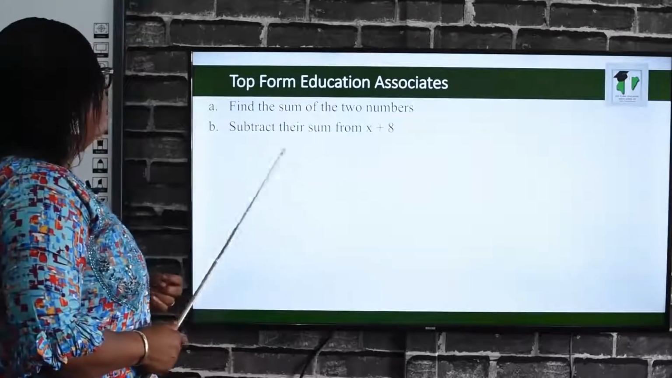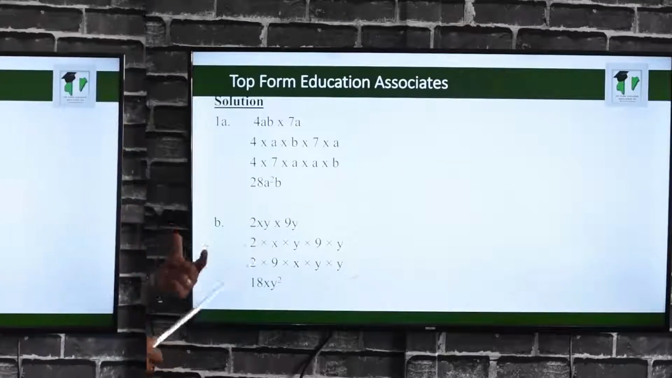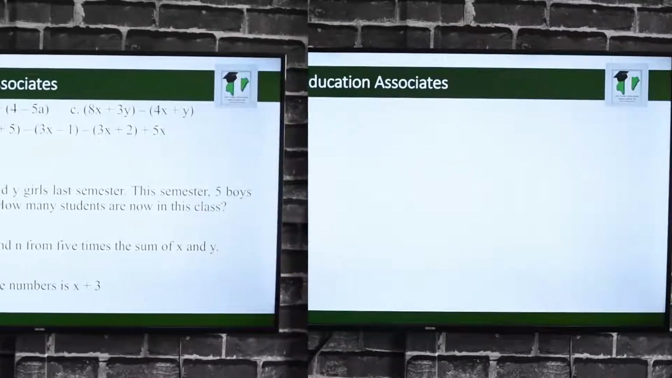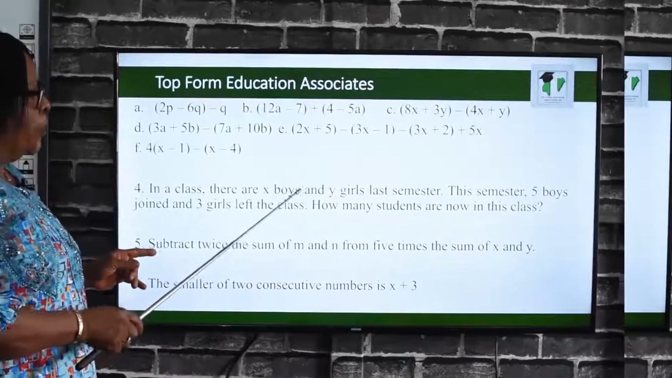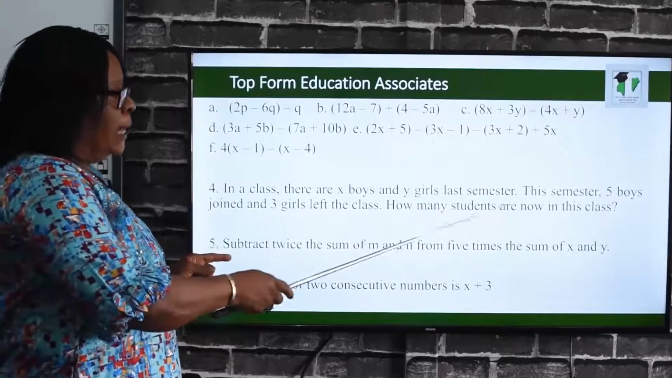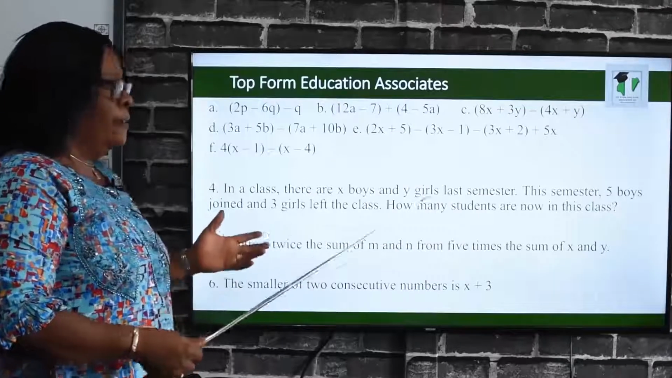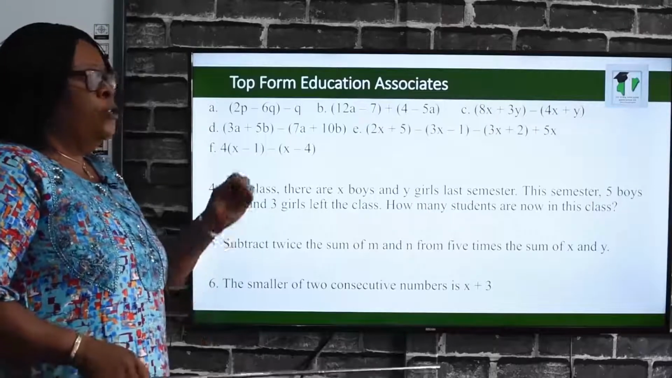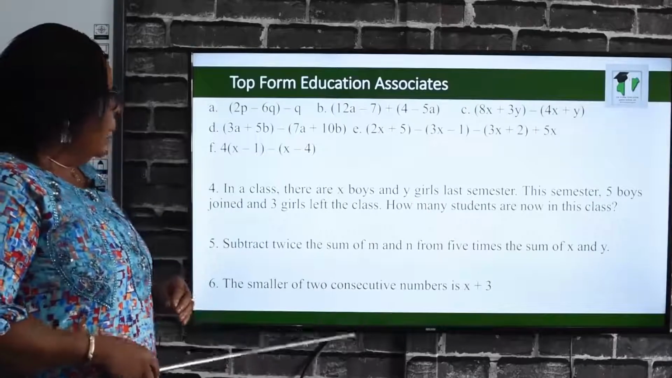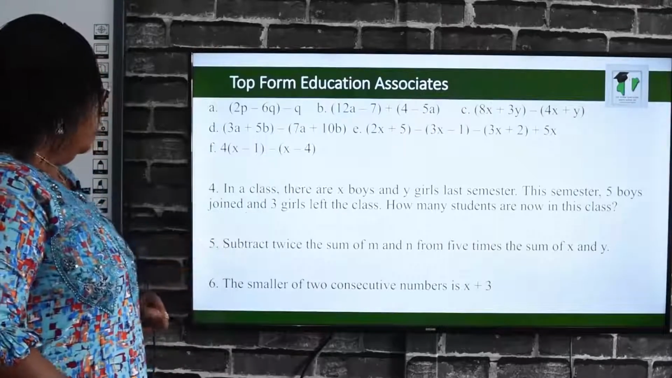Now, in the solution, I would like us to look at the word problems. In this question, in a class, there are x boys and y girls last semester. This semester, 5 boys joined and 3 girls left. So what it means in this semester, 5 boys joined, plus, and 3 girls left, minus. I would like you to work it out.